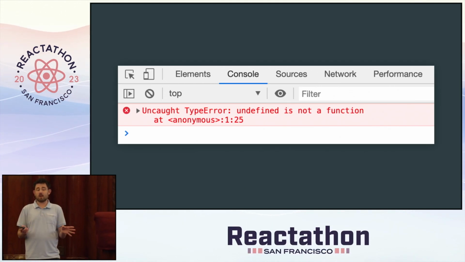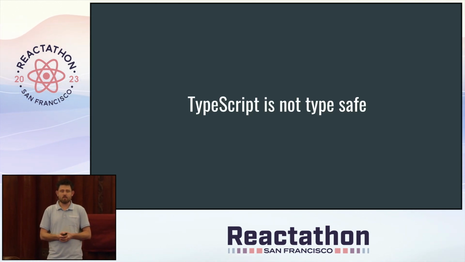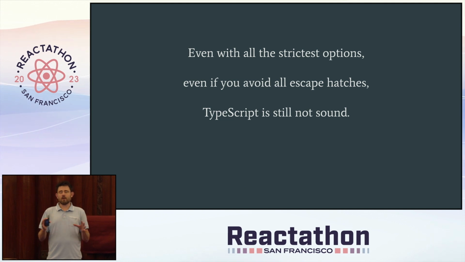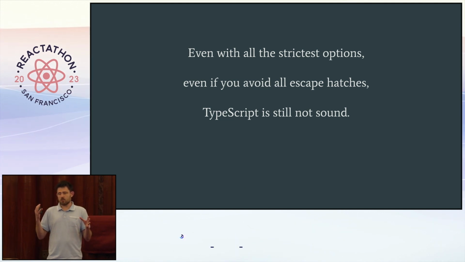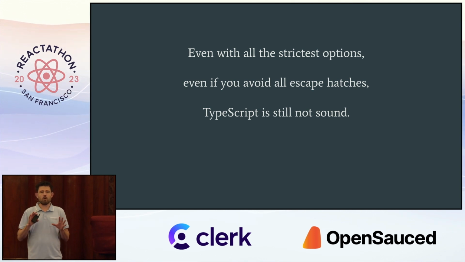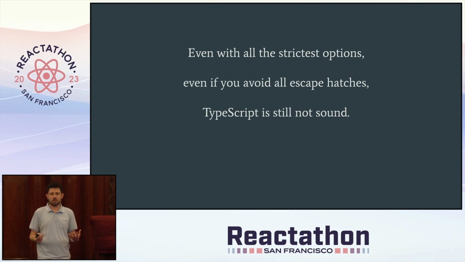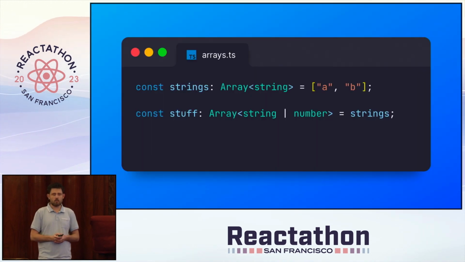And if you've done any amount of TypeScript, you kind of know what I'm talking about, right? You're still going to see some runtime exceptions. So you might think to yourself, well, that's because developers are using these unsafe features or the escape hatches. But I'll show you an example here that even with the strictest options, and even if you don't use any of the unsafe escape hatches, it's still not a sound type system, right?